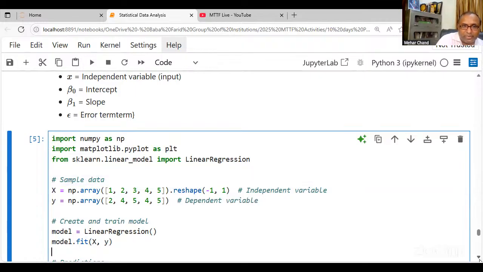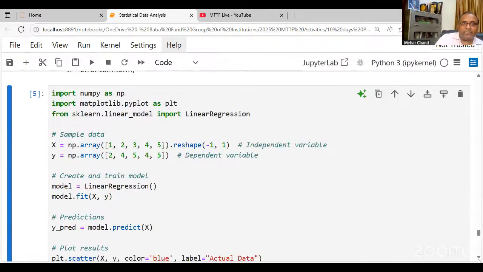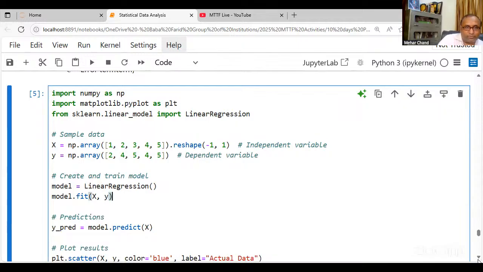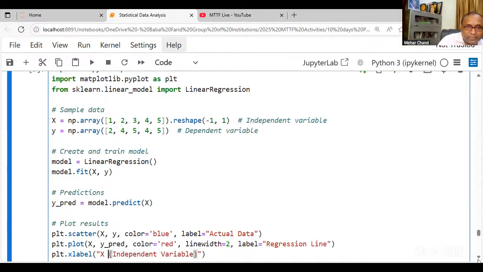Then after fitting the model, we have the prediction, since linear regression is used to predict the value. Here we have y prediction based on x: model.predict(x). So x will be known, which is the independent value, and corresponding to that we will predict the y value. Then we will plot two graphs. One is the scatter plot, which will be the actual data. By using this actual data, we will train the model, and then we will plot the model.